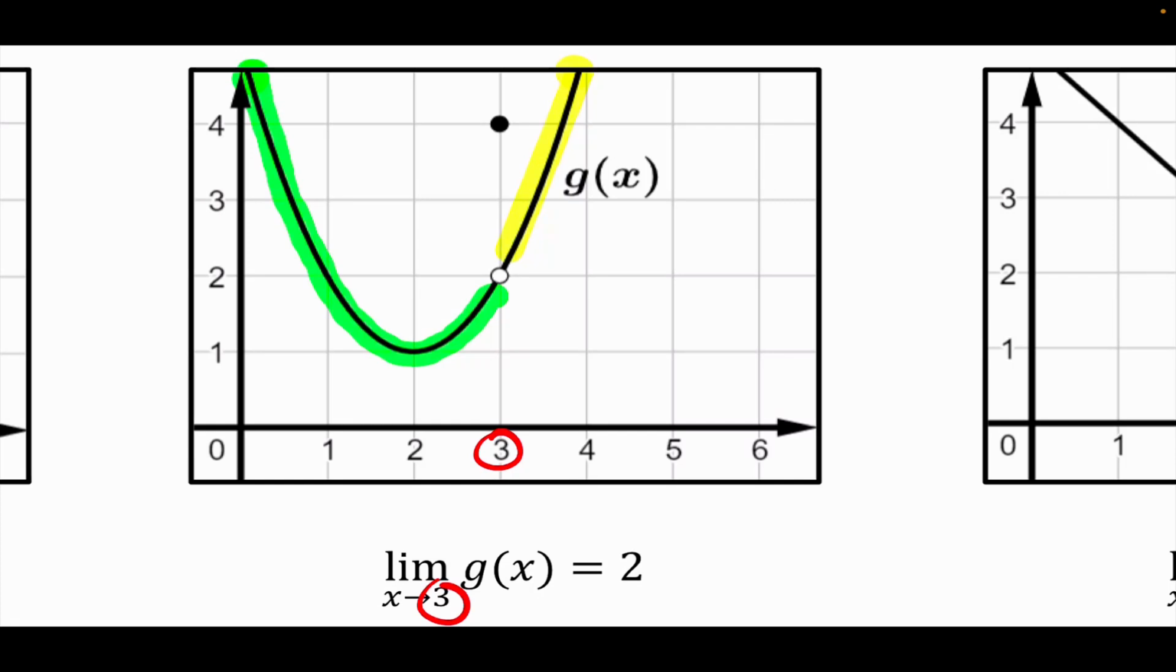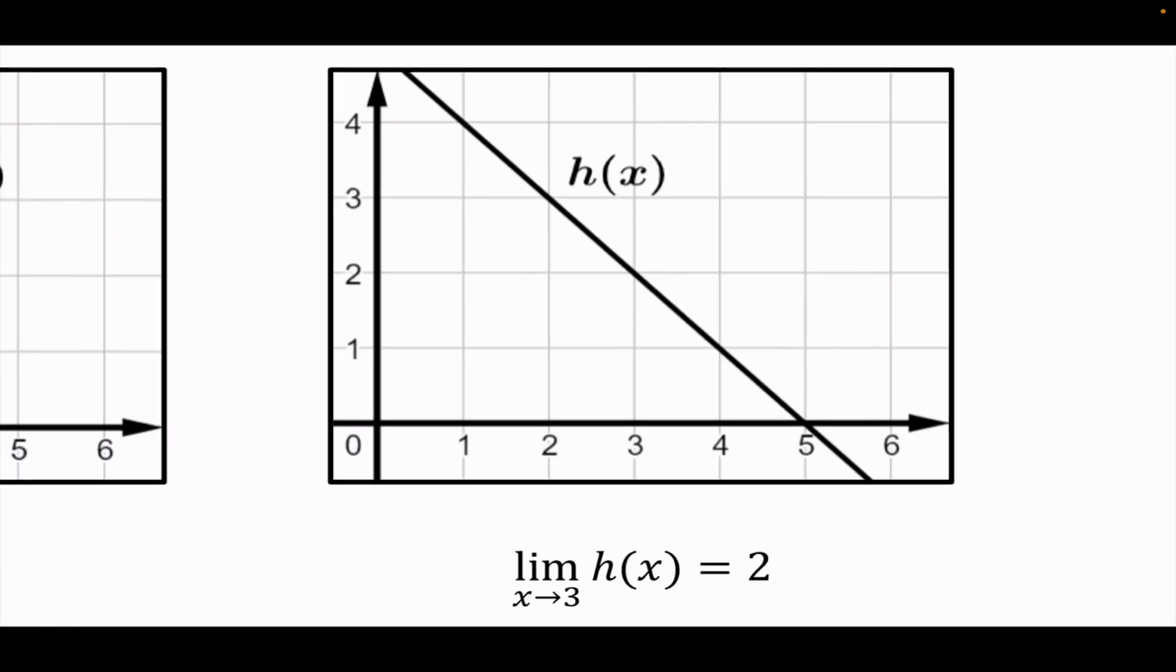All right, let's try the next one. So the next one, the answer is also 2. And this one is as x approaches 3. Okay. h of x is a straight line. It's a straight line going downhill. It's a negative slope.